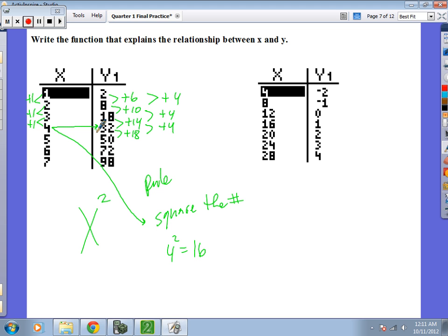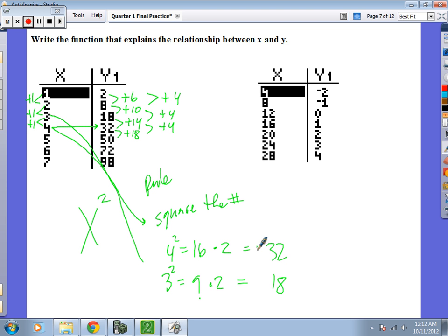And maybe not much is jumping out. But let's check another one. Let's check 3. Alright, 3 squared is 9. But somehow I've got to end up at 18. 16 has to end up at 32. And now you're thinking, you know what? 9 times 2 equals 18. 16 times 2 equals 32.